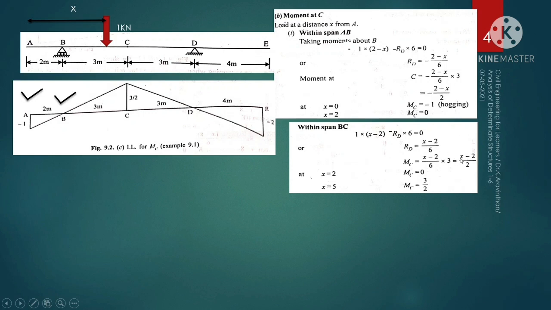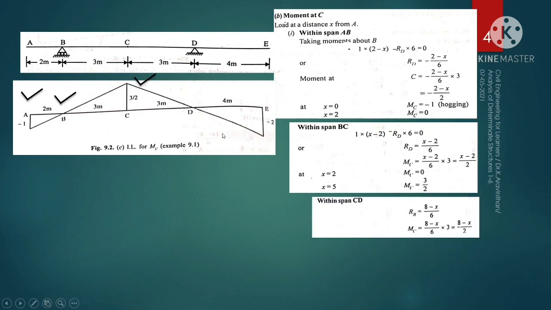If I substitute x minus 2, that is 2 minus 2 will be 0, and the moment at this point will be 0. If I need it at the point C, I have to substitute 5. 5 minus 2 divided by 2 will be 3 by 2. At the point C, you have got the value of 3 by 2. Now let us go to the next section, C and D.